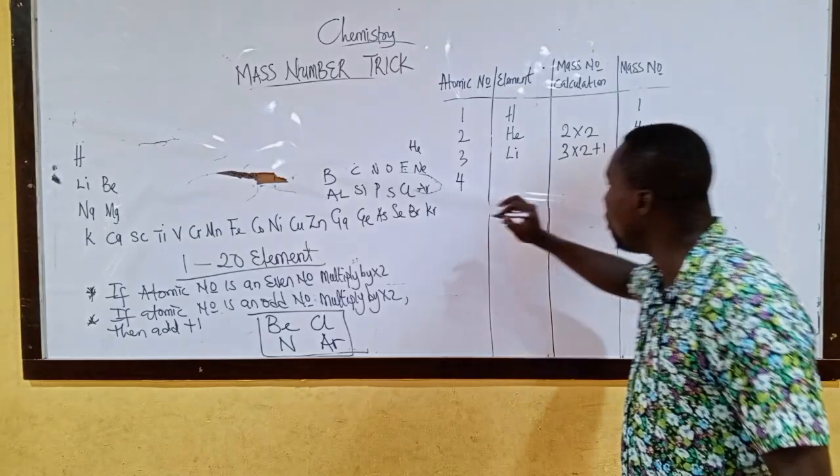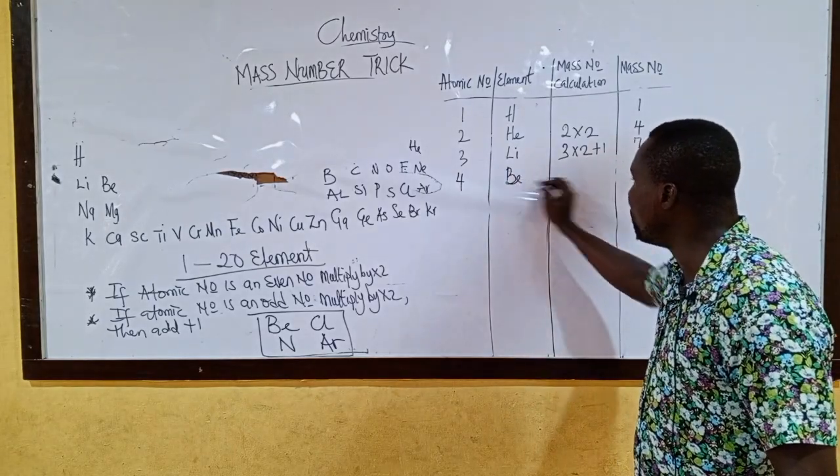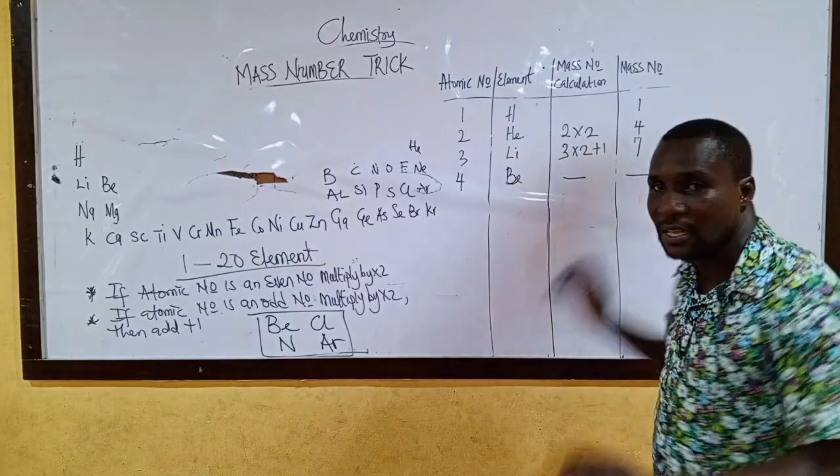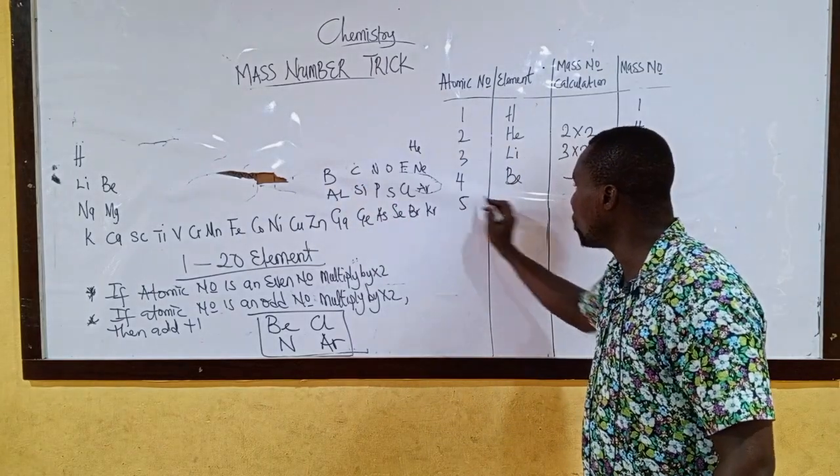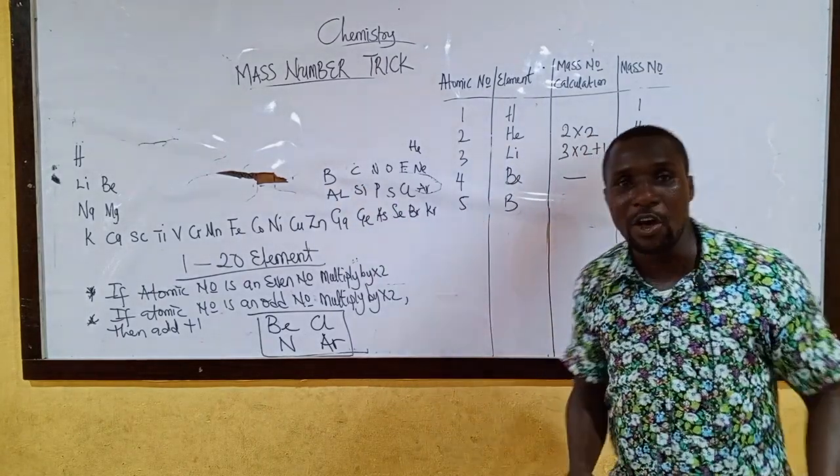Atomic number 4, we have beryllium. I told you it's a special case. Let us leave it for now. We have boron, atomic number 5. 5 is what? An odd number.